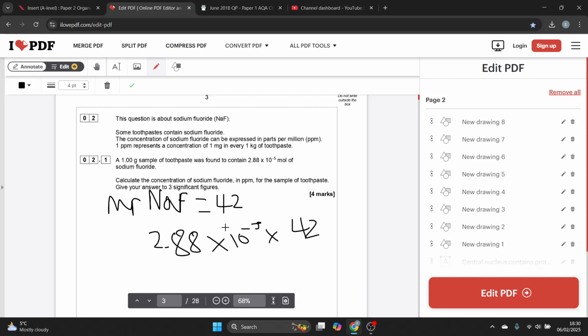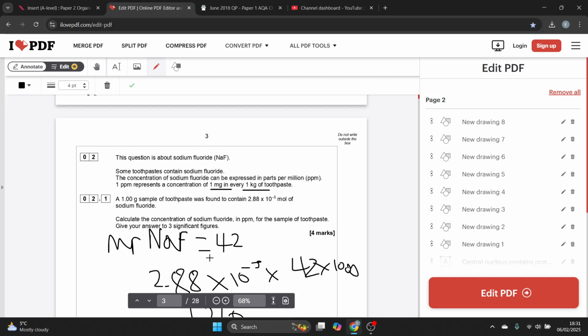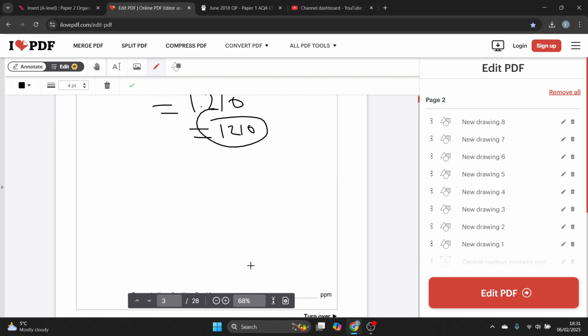First thing I need to do now is find that 1 ppm represents a concentration of 1 milligram in every 1 kilogram of toothpaste, and I need to times by 1000 to go into kilograms, and then that will give me my answer I'm looking for, because that's in 1 kilogram, so 1.210. But then I want it in milligrams, so I need to then times by 1000, so that will give me 1210. And then that's it. So 1210.